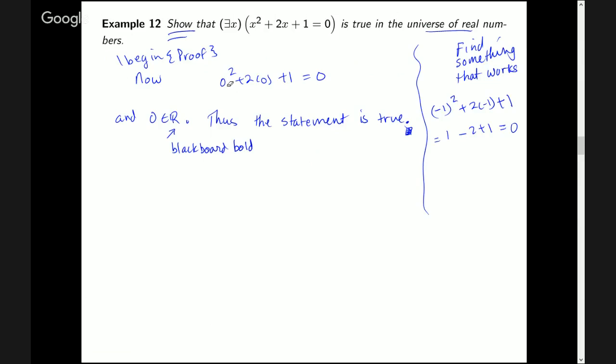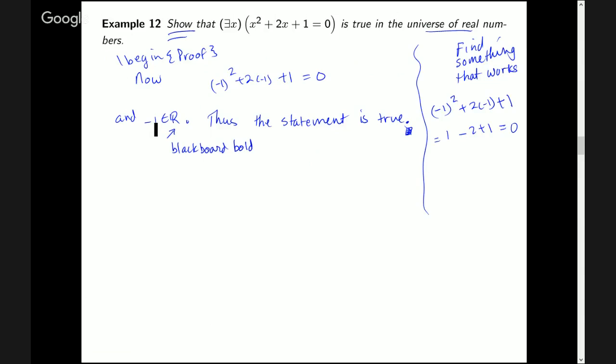Oh, I'm supposed to be putting in minus 1. I already forgot that. Minus 1 squared plus 2 times minus 1 plus 1 is equal to 0. I saw the 0 at the end, and that's what I was working off. Yeah. Minus 1 squared plus 2 times minus 1 plus 1 equals 0. And minus 1 is in the reals.